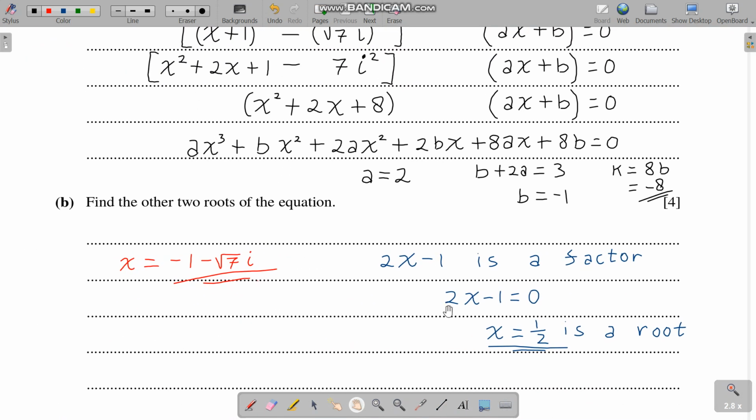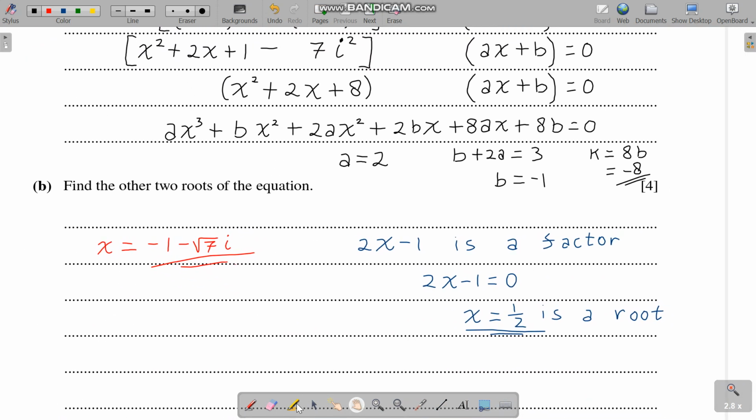Now the other two roots of the equation. The first root is minus 1 plus root 7i. The other root must be the conjugate, so with minus, that's from the conjugate. And for the second root, since we know that the other factor is 2x minus 1, because the a is 2, the b is minus 1, 2x minus 1 is a factor. Therefore, just solve equals 0, we get x equals 1/2, which is the other root.